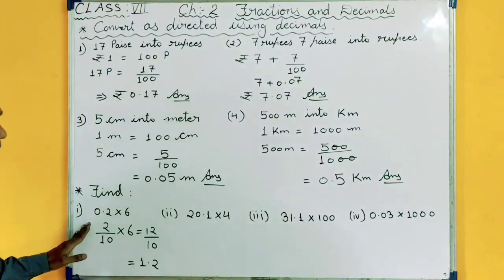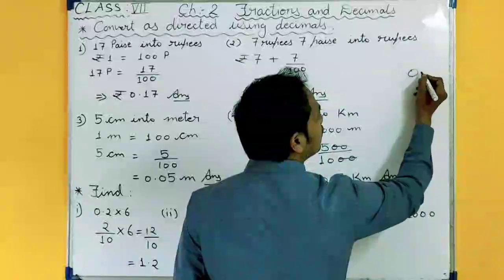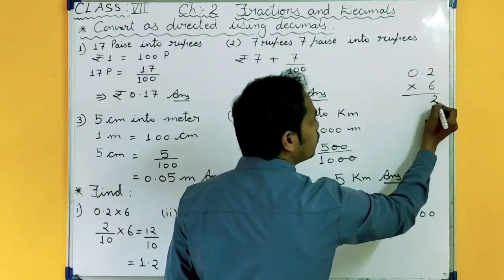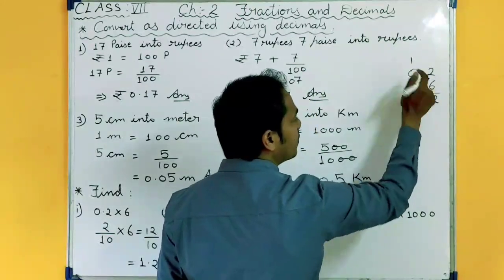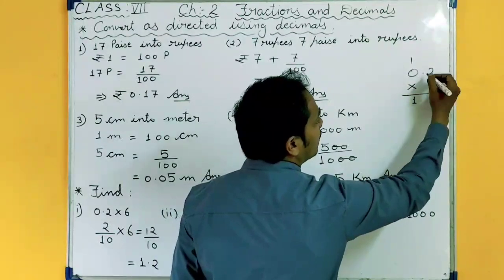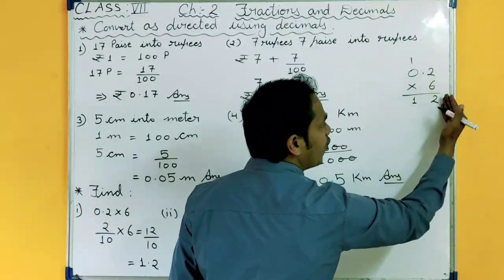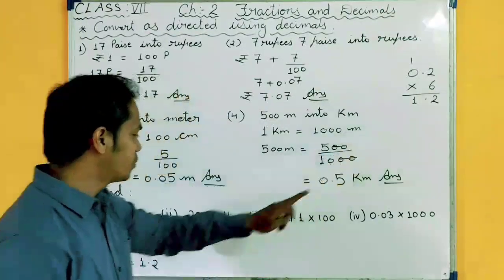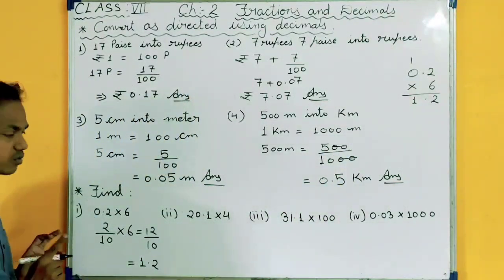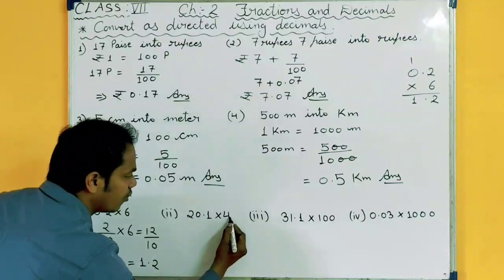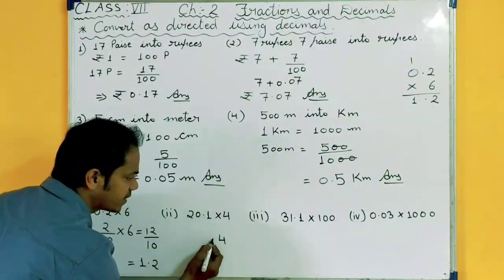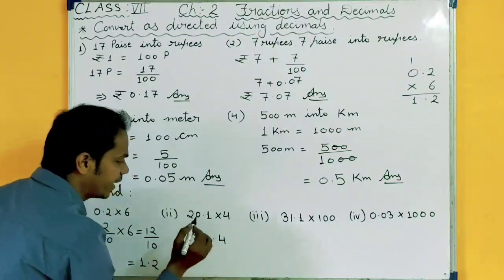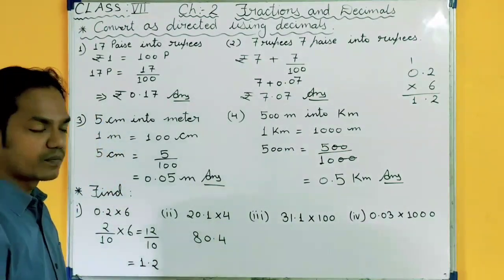Or you can multiply it directly. How? 0.2 multiply by 6. 6 twos are 12, 2, carry 1, 6 zeros are 0 plus 1, 1. So after decimal, how many values are there? 1. So from right hand side, count one value and put 1 point. You can multiply directly also. You can use this method also. Here I will multiply directly. 4 ones are 4, then decimal is there. 4 zeros are 0 and 4 twos are 8. So 8.4 is your answer.